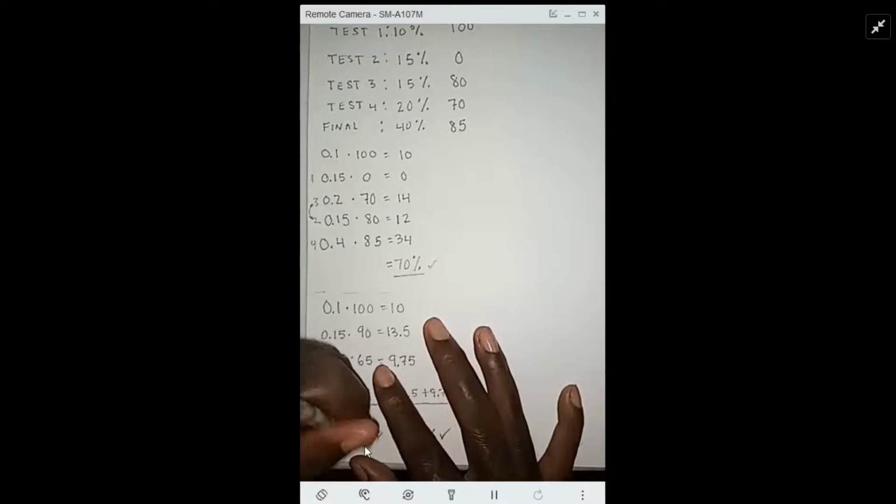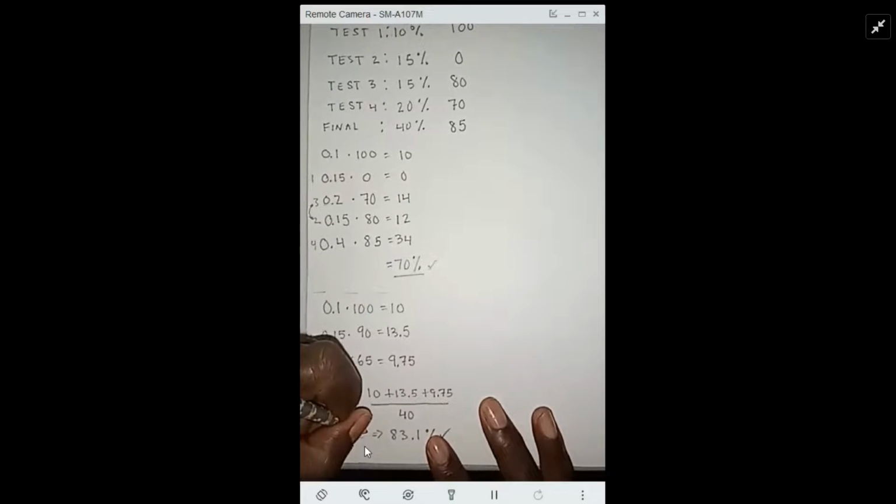So it doesn't matter even if this was in percent. So we have 10, 13.5, 9.75. This gives us like 10, 23, 33 something over 40, 83.1%. That's 0.831. Converted to a percentage, move it 2 decimal places to convert to a percent. That gives you 83.1%.